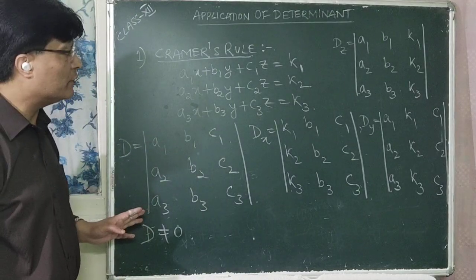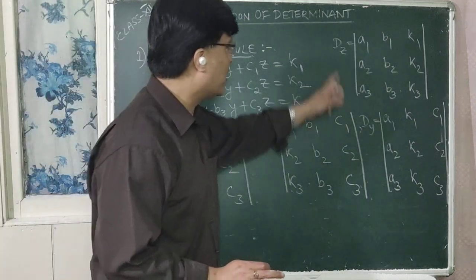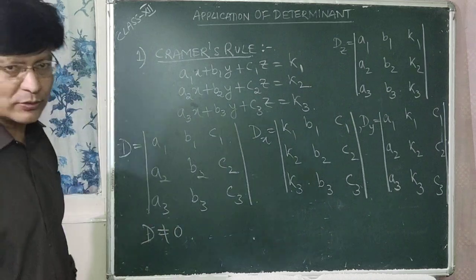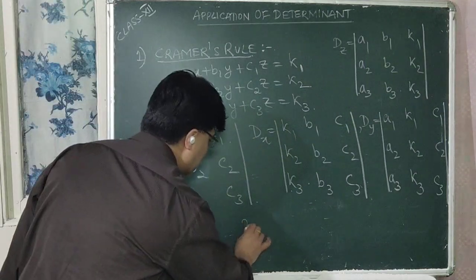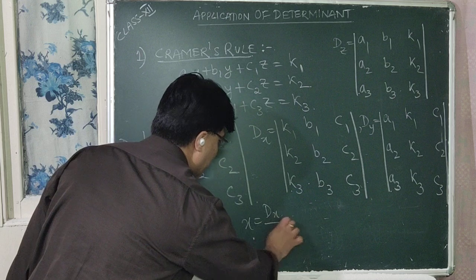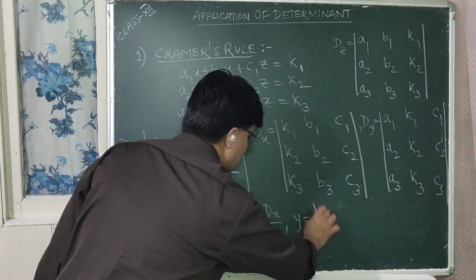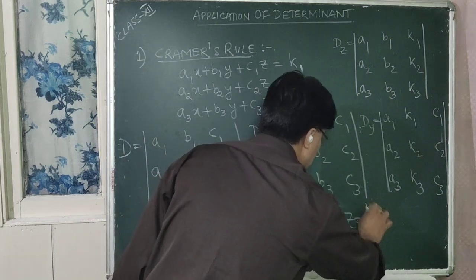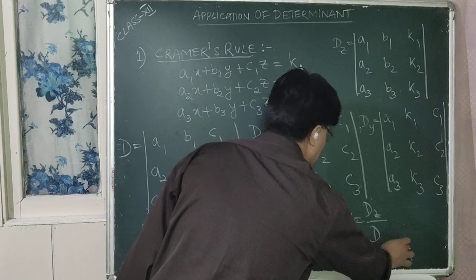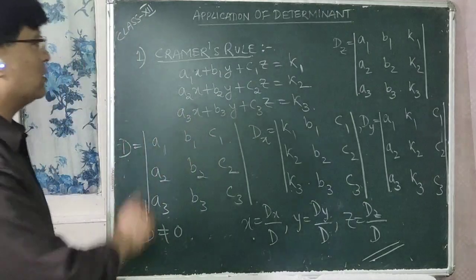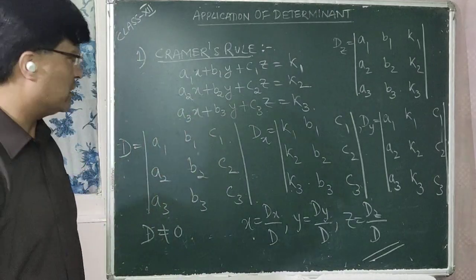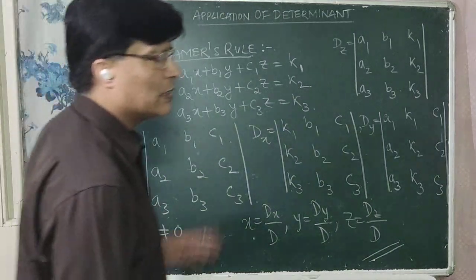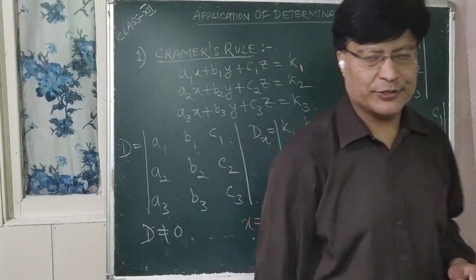Is that clear to all of you? Now we have got dx, dy and dz, and you should know that d should not be equal to 0. Okay? So how can we get the value for x? This is Cramer's rule. x is equal to dx by d, y is equal to dy by d. And what is z here? It is dz by d. So this method is known as Cramer's method. Okay? So this is how to solve a given system of equations, right?